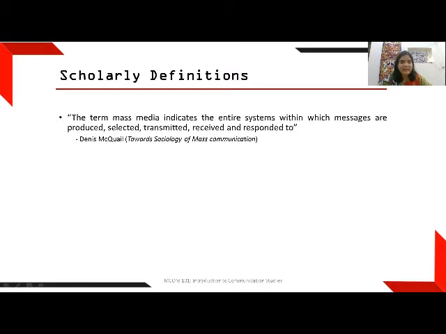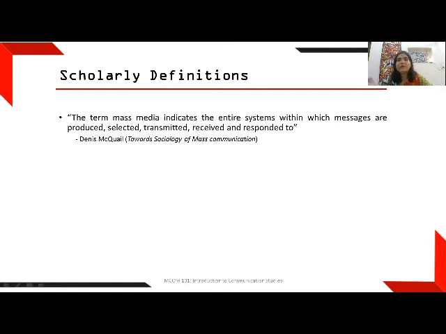Because if you see any kind of mass communication happening, this is exactly how it happens. The message is produced, written somewhere, visualized somewhere, somebody shoots it, and it also gets selected by different media companies, or in the case of news, the news producer would select which news to put on air and which not to. Then it is transmitted through cable television, through satellite, through OTT platforms, and all these things.